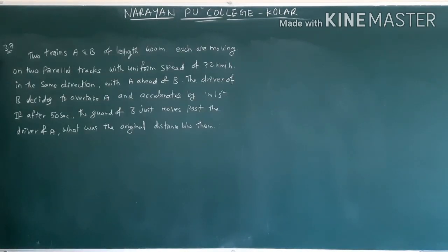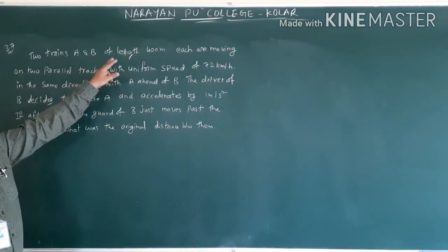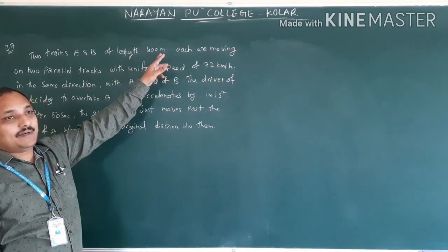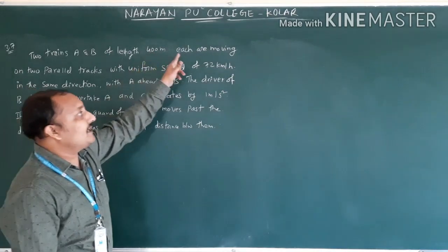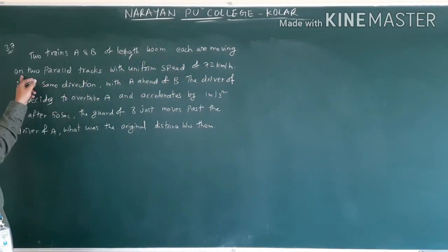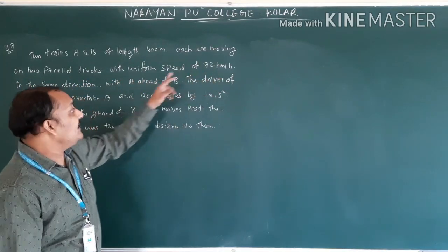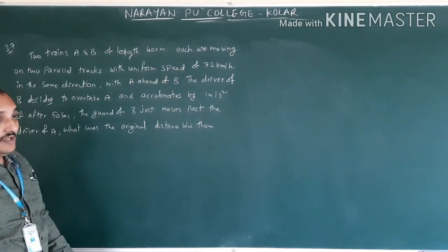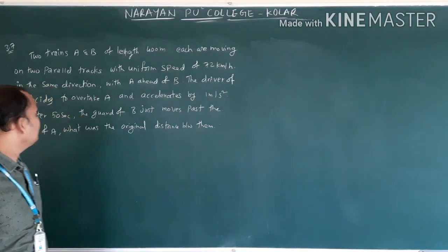Now see the next problem. 3.7. Two trains A and B of length 400 meters. So two trains are going, and each length is 400 meters. Each is moving on two parallel tracks with a uniform speed of 72 km per hour. So both are moving side by side like this, on two parallel tracks like this.